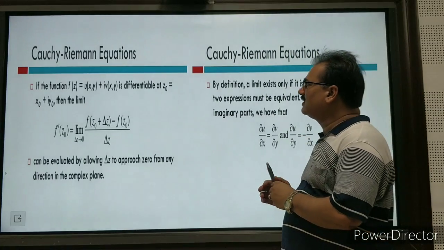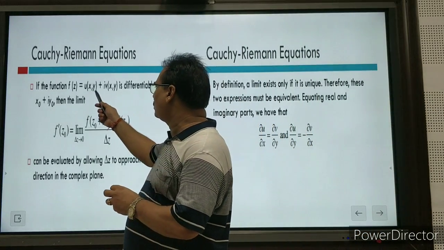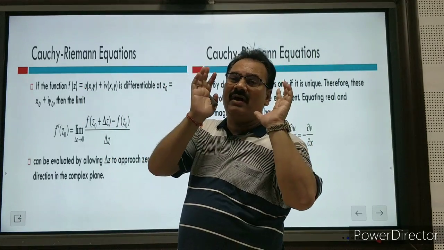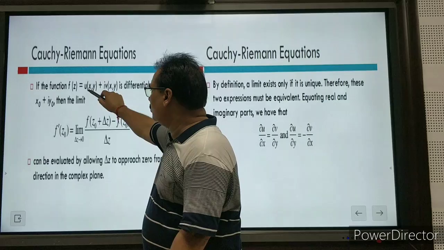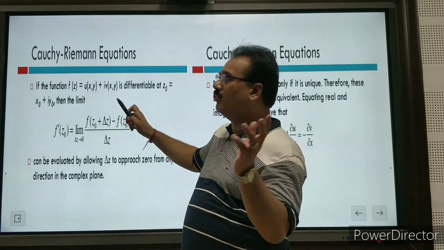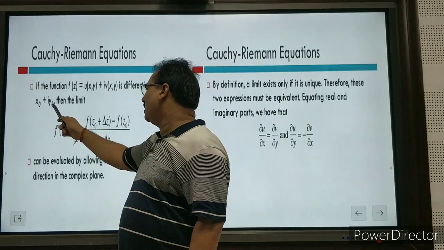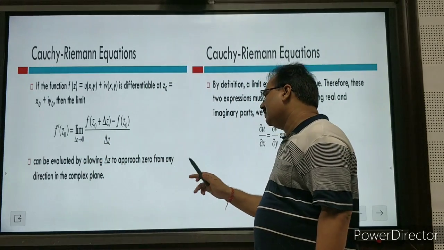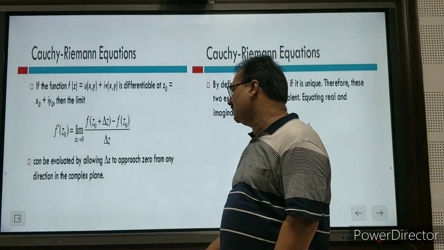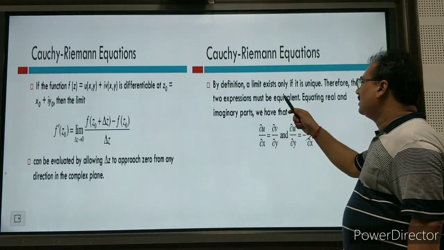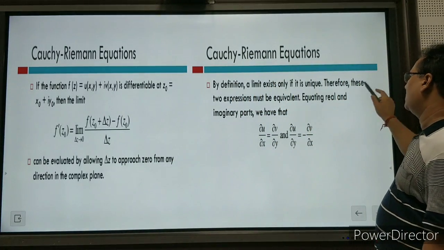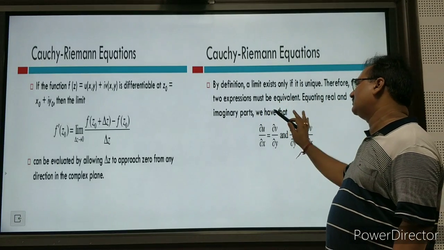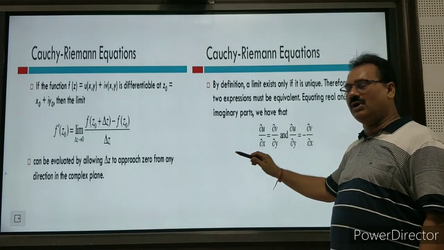So if we go to the Cauchy-Riemann equation, you must remember that we are considering all the discussion in the w = f(z) plane. With w = f(z), u and v are functions of x and y, both differentiable at z0. Then the limit will exist, and this can be evaluated along del z approaching 0 from any direction in the complex plane. By definition, a limit exists only if it is unique. Therefore, these two expressions must be equivalent, and equating real and imaginary parts, we get these equations. You have to remember these equations.